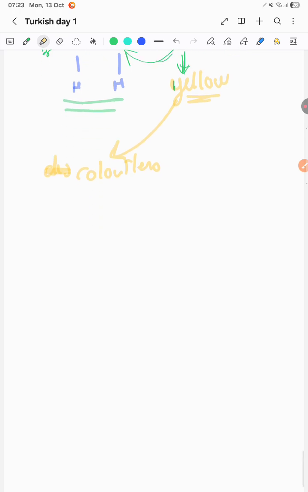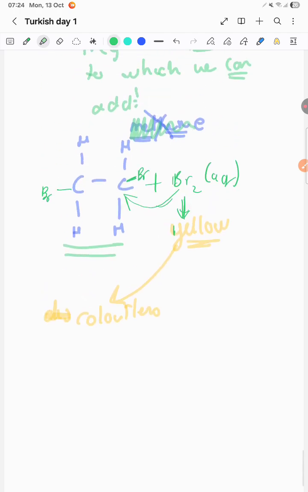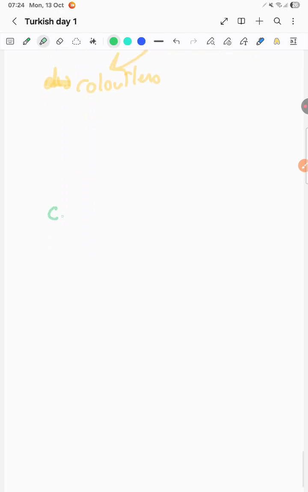So what is the test for the double bond? We add aqueous bromine. And what happens to the aqueous bromine? It turns colorless. I hope that makes sense. Aqueous bromine, which was yellow, turns colorless when it has been absorbed by the double bond. Now, here's another example. Have a look.